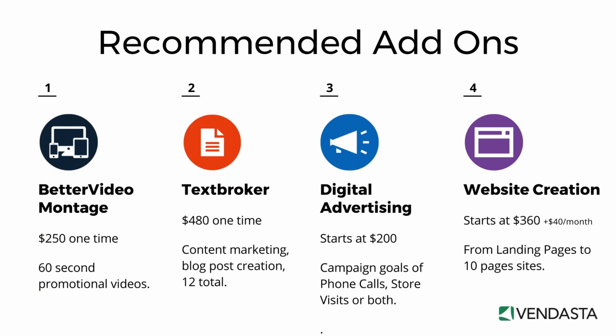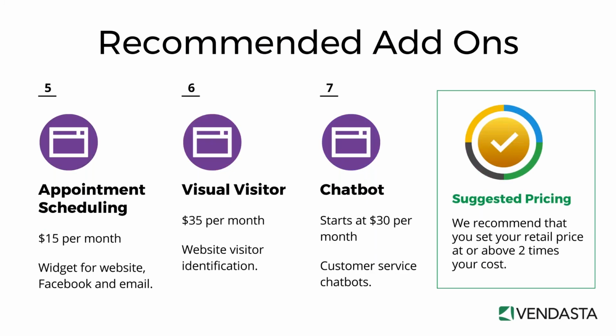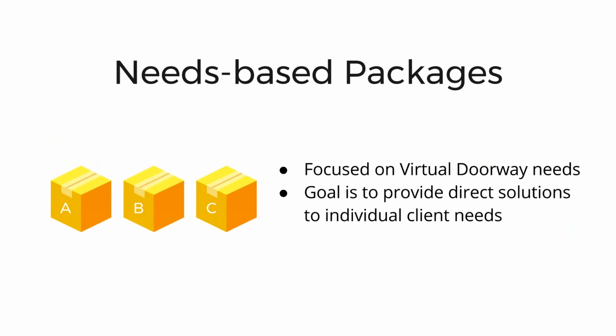And then a lot of the great recommended add-ons. So again, these are a lot of those marketplace products that you will find in the marketplace tab. For all of them, we do recommend that you set your retail price at above or around 2 times your cost. So for anything that you are offering, we'd say double your cost for that wholesale cost. And so that's kind of the tiered approach.